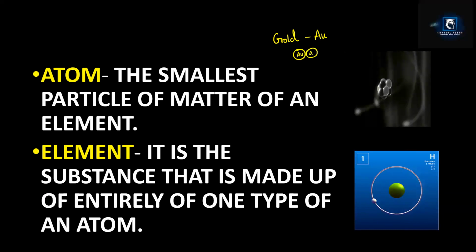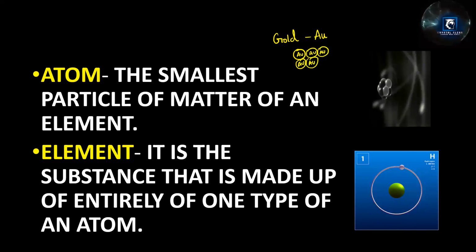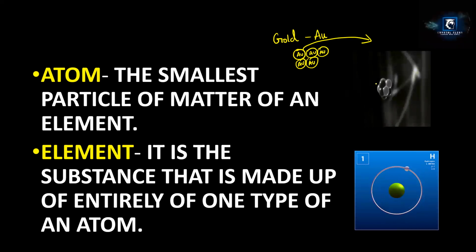Like this, the gold atoms will combine together to form an element. You can see a gold sheet or a gold earring, anything. So take one atom alone and observe. It has some other particles also, right? And that we are going to see very shortly in this video. What are those particles? Commonly, we call them subatomic particles.